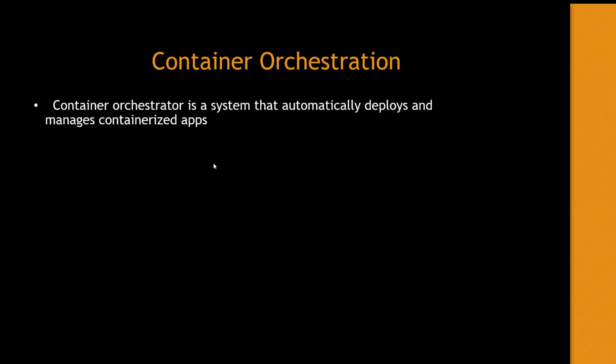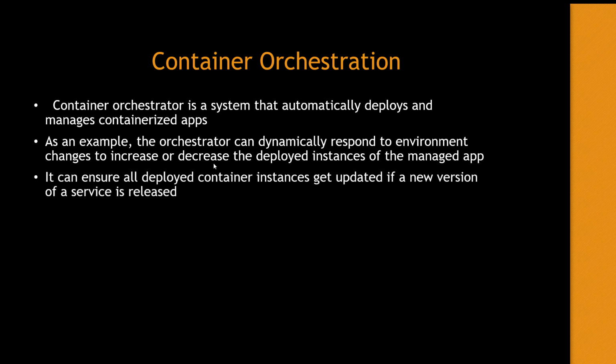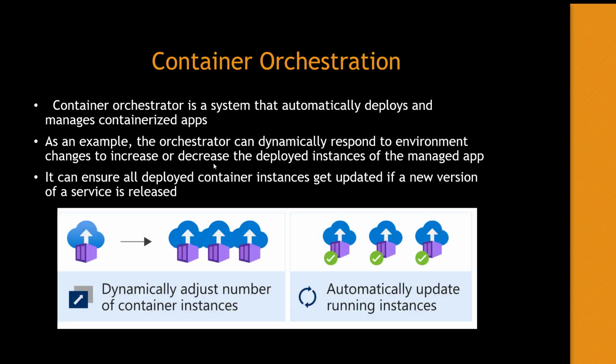And a container orchestrator is finally a system that automatically deploys and manages containerized apps. As an example, the orchestrator can dynamically respond to environment changes to increase or decrease the deployed instances of the managed app. And it can ensure all deployed container instances get updated if a new version of a service is released. Now this following image shows that the orchestrator dynamically adjusts the number of container instances, and it automatically updates the running instances.